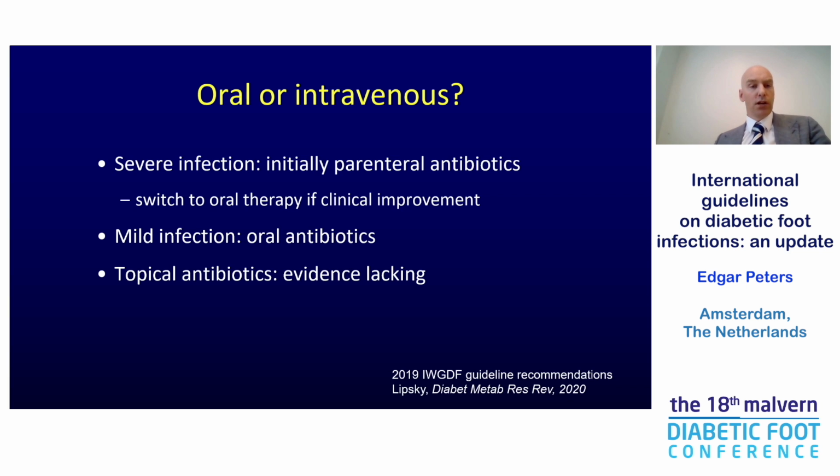Should we treat orally or intravenously? Well, in case of severe infection, where you can't really be sure of the enteral absorption of antibiotics, and you want to make sure that you get adequate levels as fast as possible, because your patient's systemically unwell, start with parenteral antibiotics first and then switch to oral therapy when there's clinical improvement. In case of mild infection and most of the moderate infections, you can usually get away with oral antibiotics.